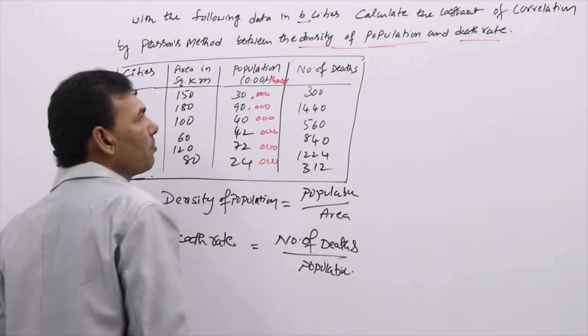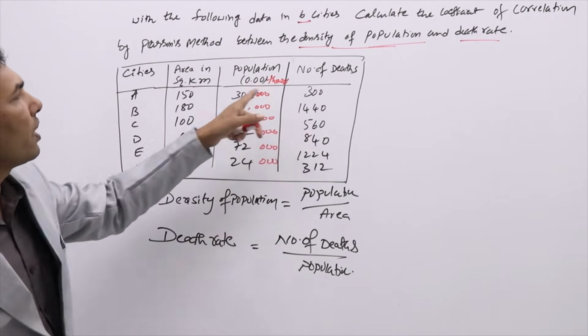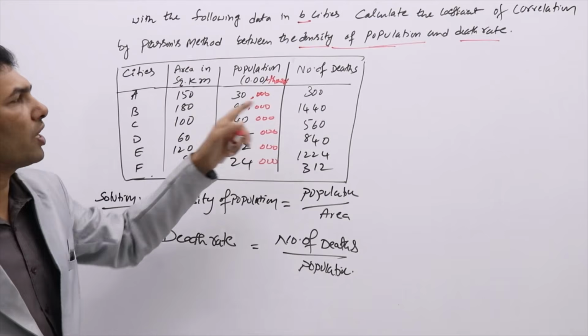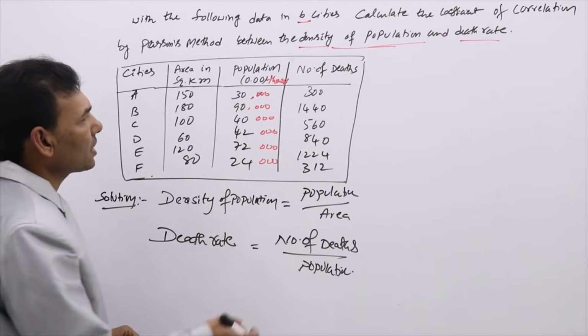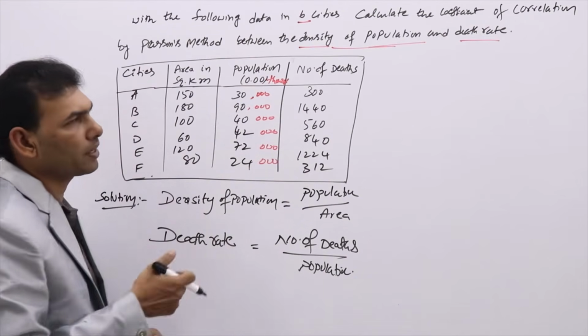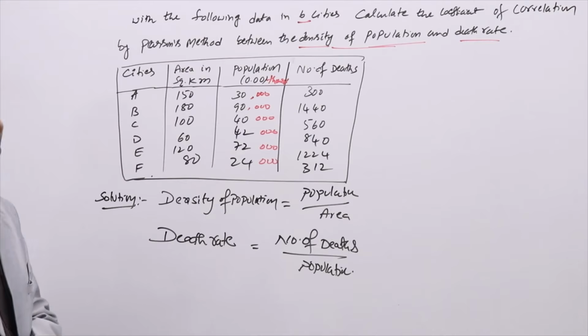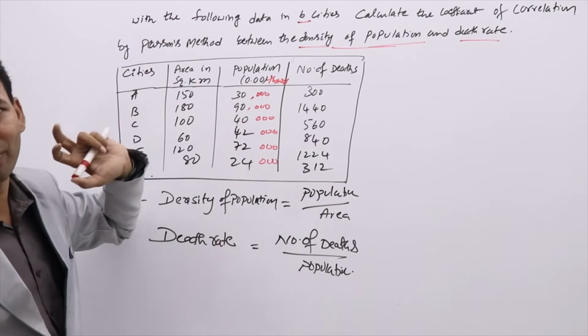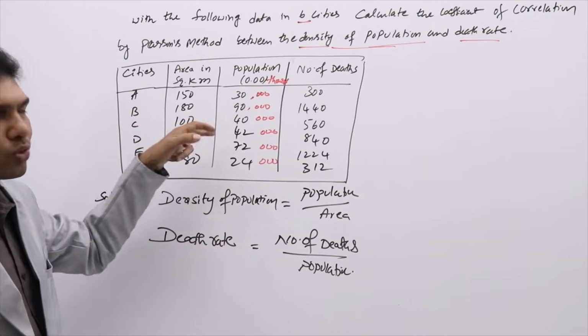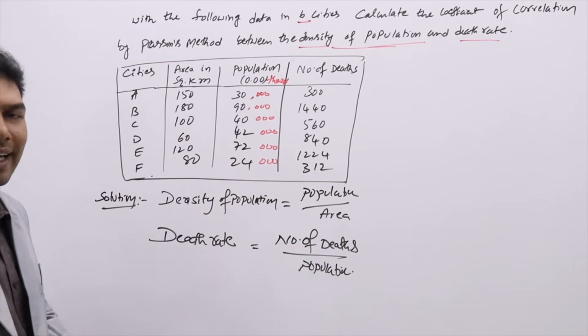Number of deaths by population. This value by this value, this value by this value. For our convenience, here 300 by 30 we will take. Small value we will get. 10, 300 by 30, 10 we will take. Here we will take in thousands, so that calculation will be easy.